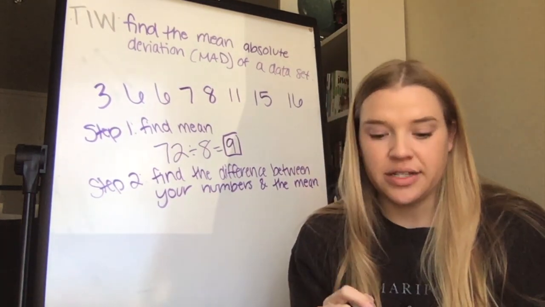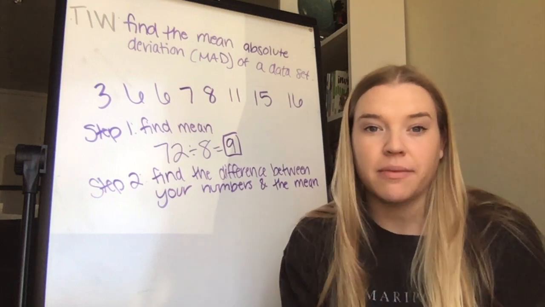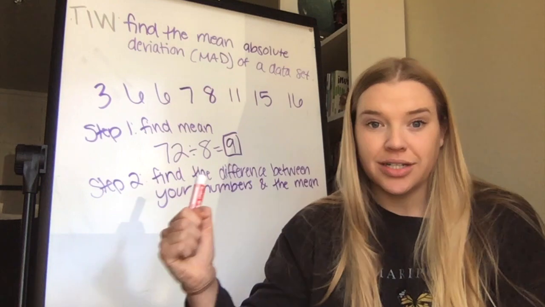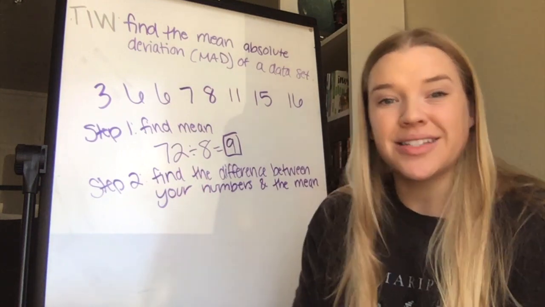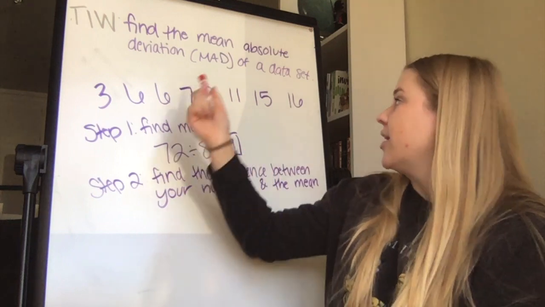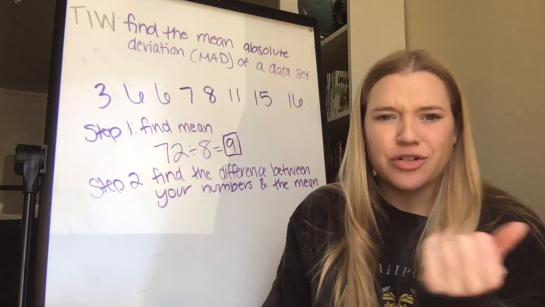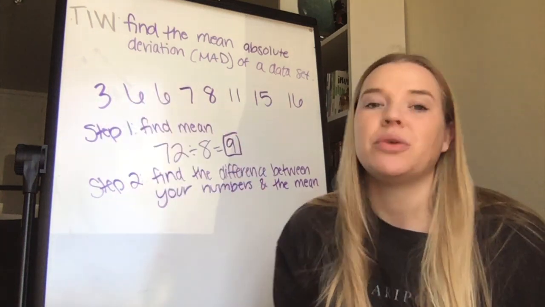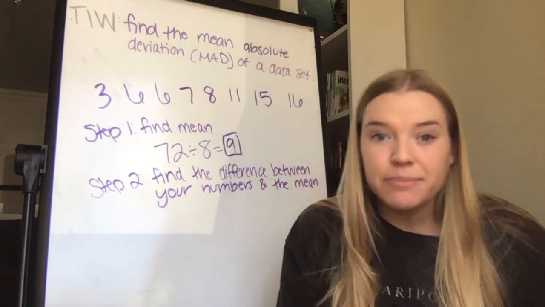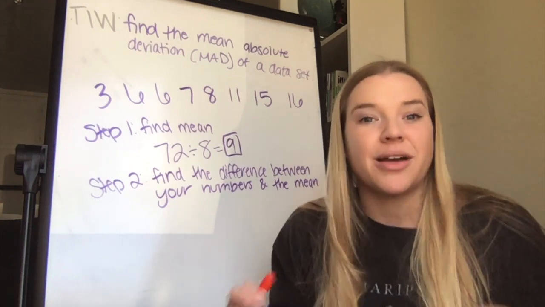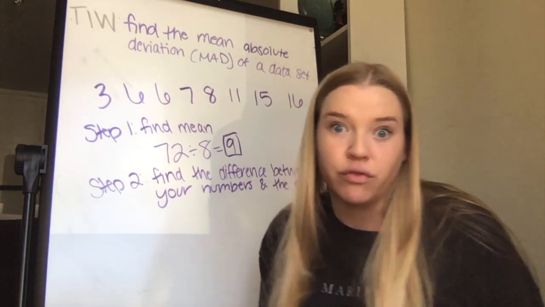When I say difference, the operation that we're talking about is subtraction, but we're talking about the absolute deviation here. So my mean is 9. If my number's bigger than 9, I would just subtract, so like 15 minus 9. If my number's smaller, then it would be 9 minus 3. We're just finding the absolute difference. So we don't have to worry about negatives here because we're talking about the absolute value.